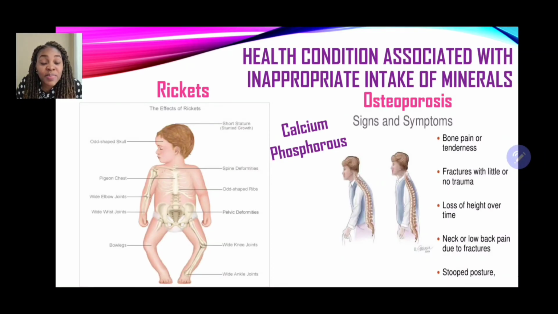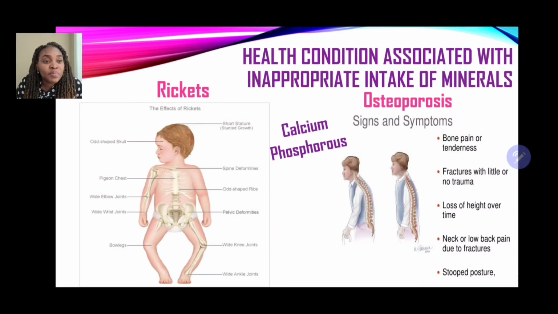And rickets is caused by an inadequate intake of calcium and phosphorus as it relates to minerals, right? If we were thinking of a vitamin, we could throw vitamin D in it, but we're looking at the inadequate intake of minerals. All right, now let us look at the signs and symptoms of someone who has osteoporosis, right?